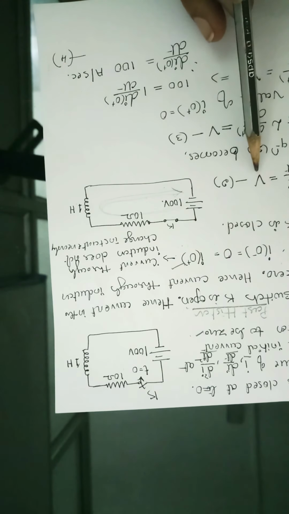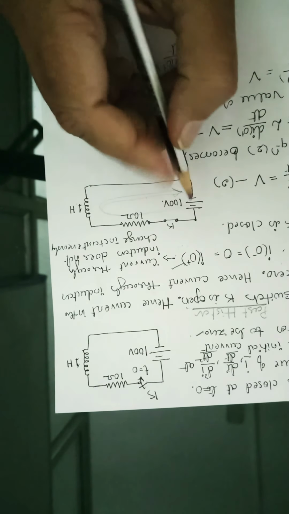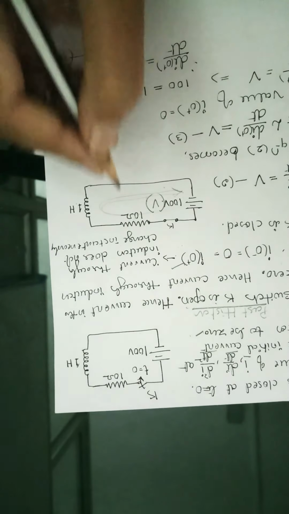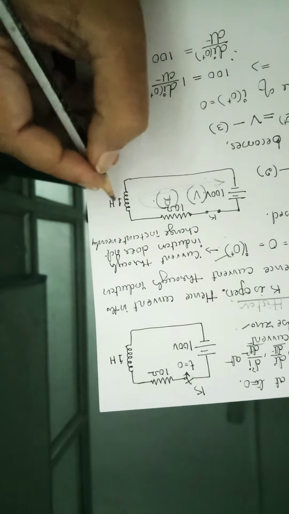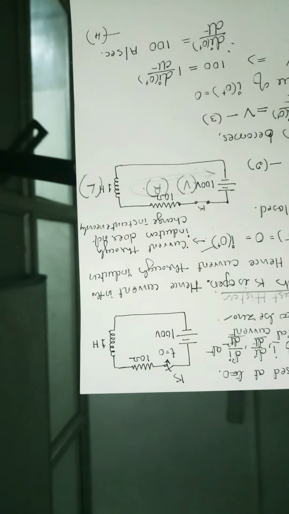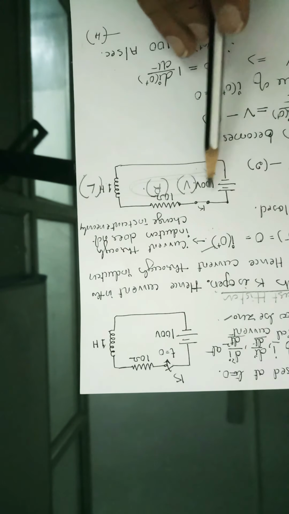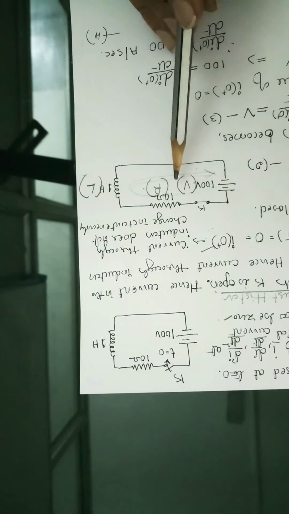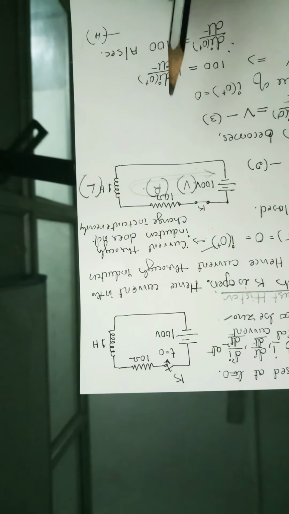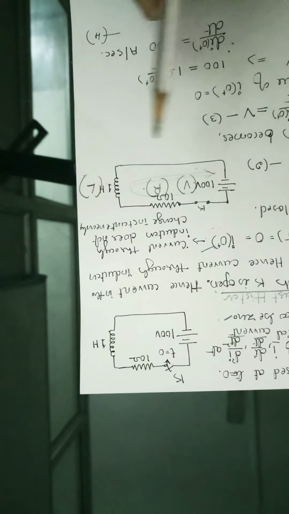Here I am taking the notations. This is V, this is R, this is L. Initially I am taking the notation of the various parameters in the circuit, then I will be substituting the respective values.